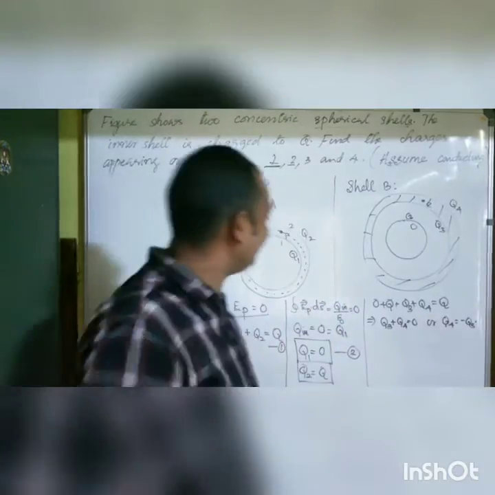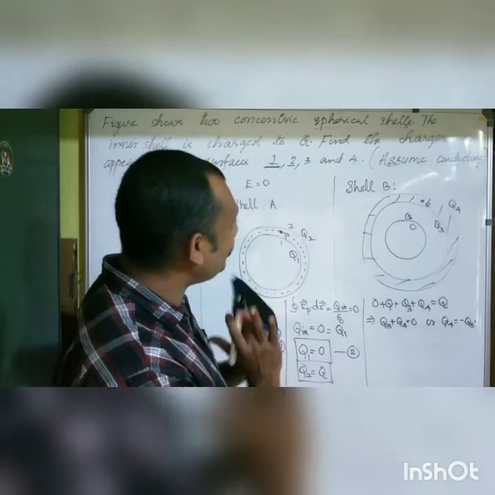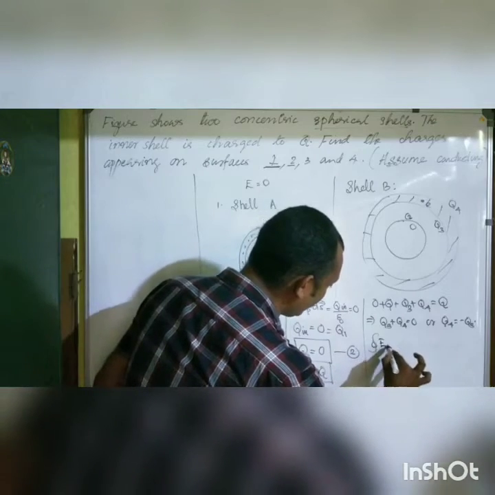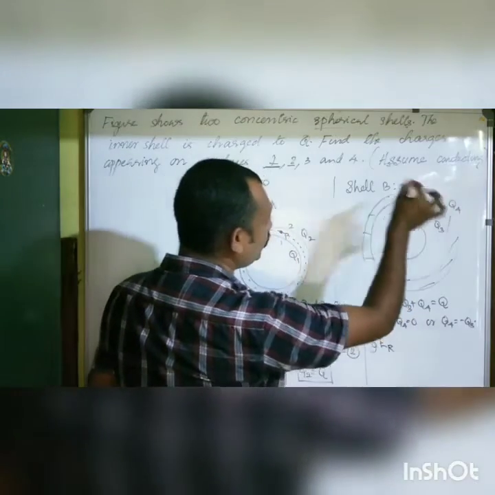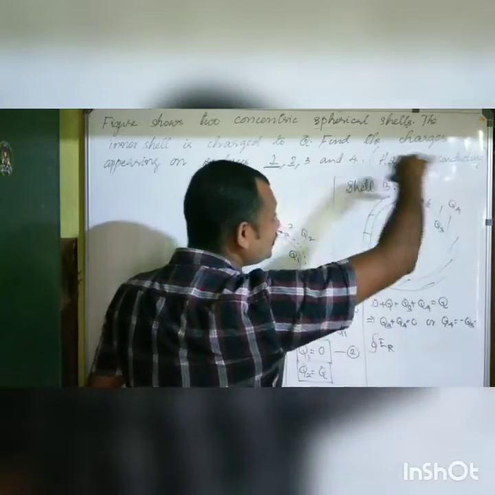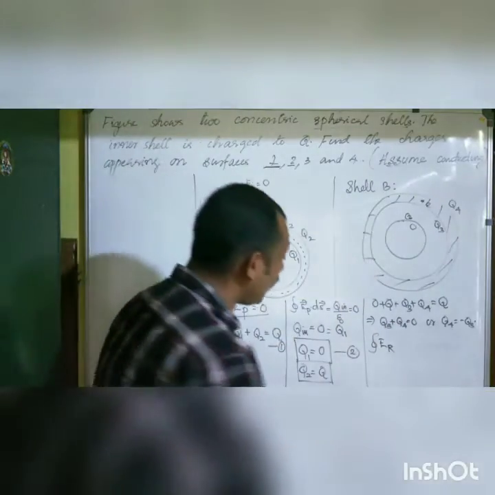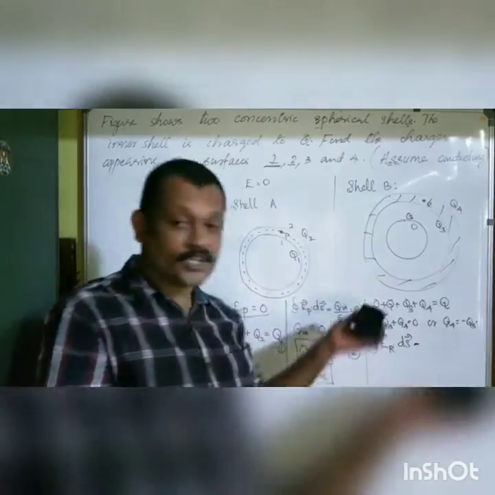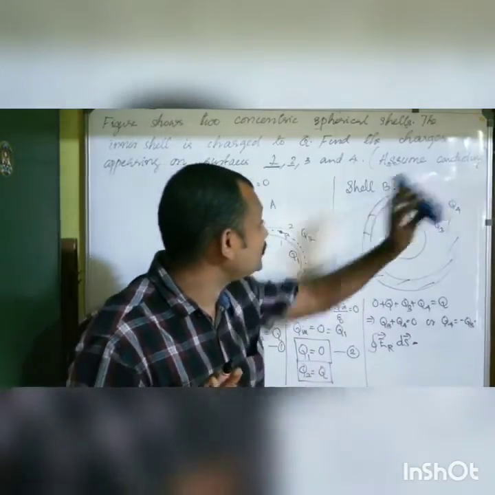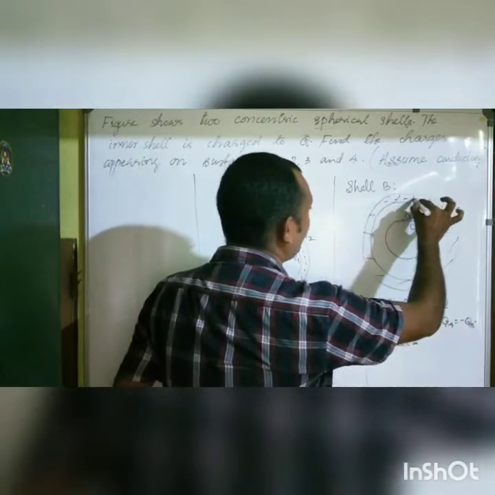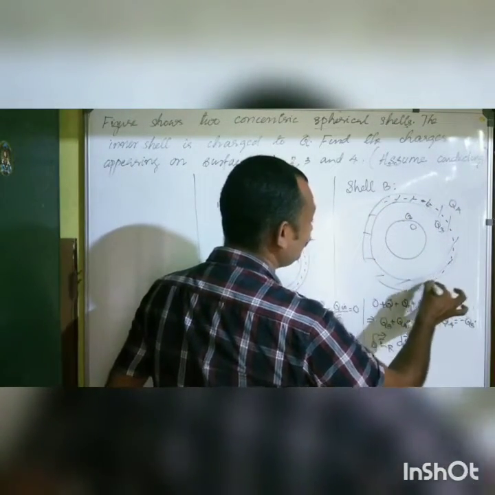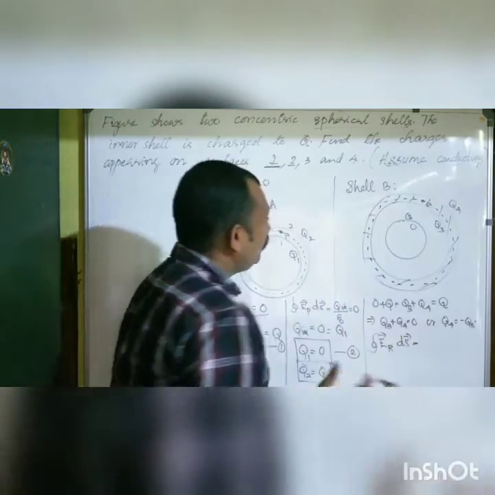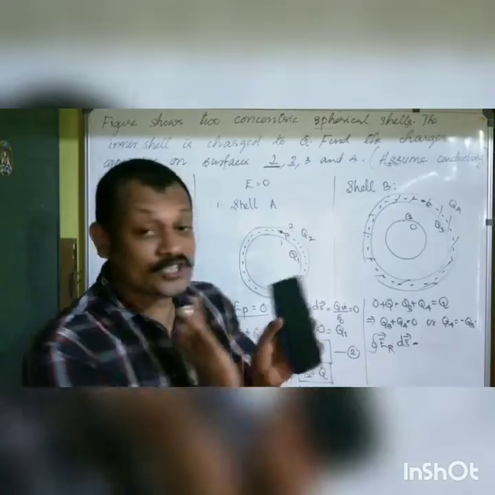Yes, that part is over. What next? Applying Gauss's law. What is Gauss's law? Closed integral ER dot ds, because I am taking a point R inside this conducting sphere. So closed integral ER dot ds is equal to the charge enclosed by this Gaussian surface. Let me draw the Gaussian surface. Tell me quickly, what are the charges enclosed by this Gaussian surface?